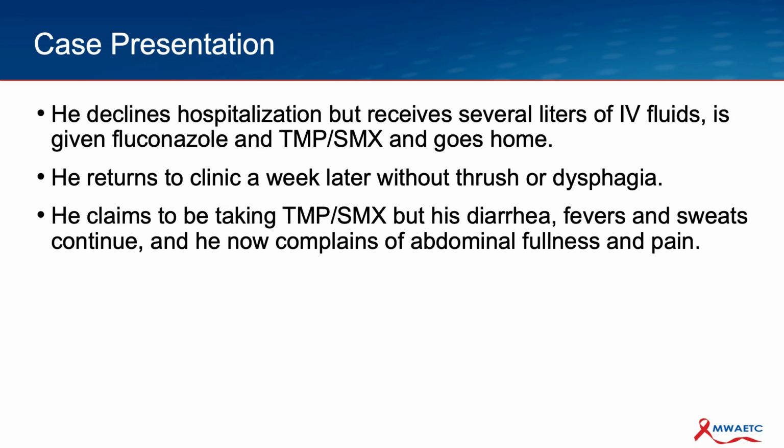He declined to come into the hospital, but received several liters of fluid, was given fluconazole and Bactrim, and he went home. He came back to clinic a week later without thrush or dysphagia. He says he's been taking his Bactrim, but his diarrhea, fevers, and sweats continue, and now he had abdominal fullness and abdominal pain.